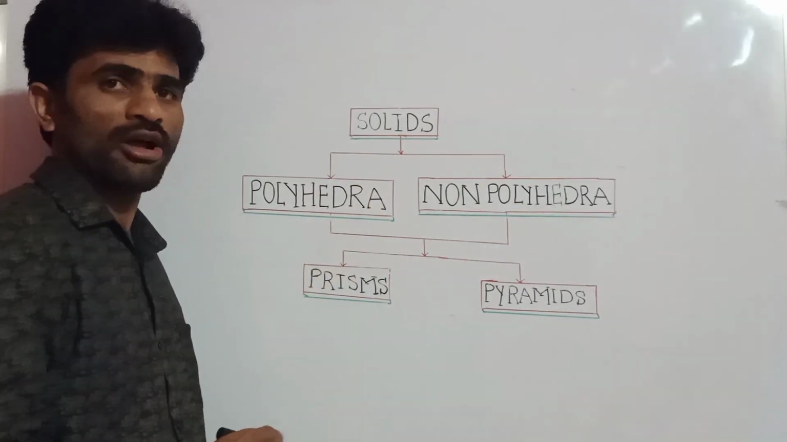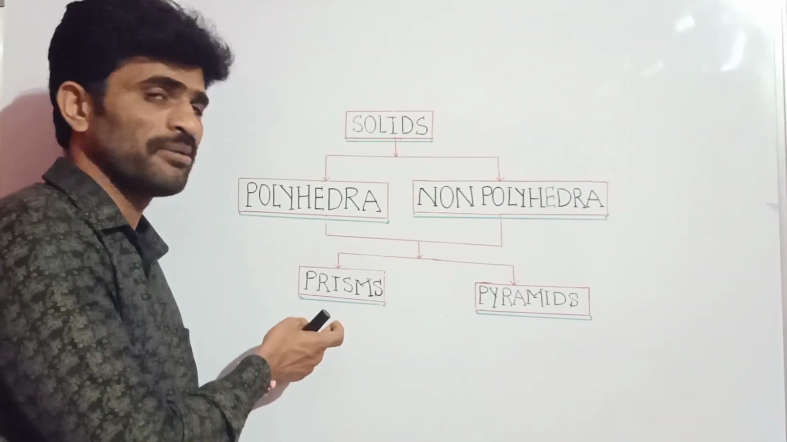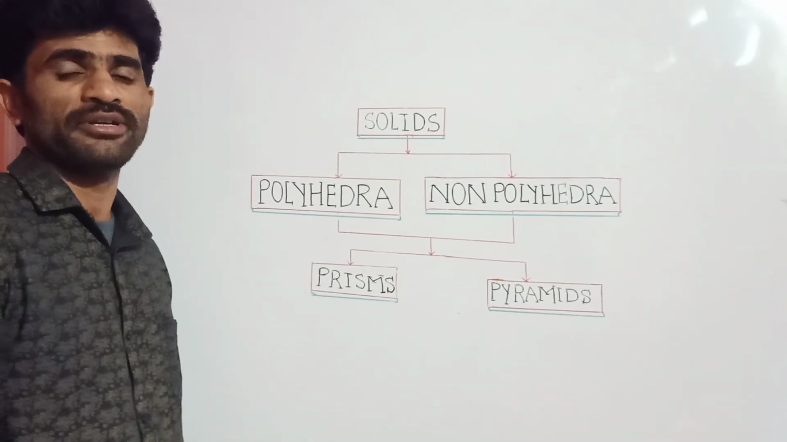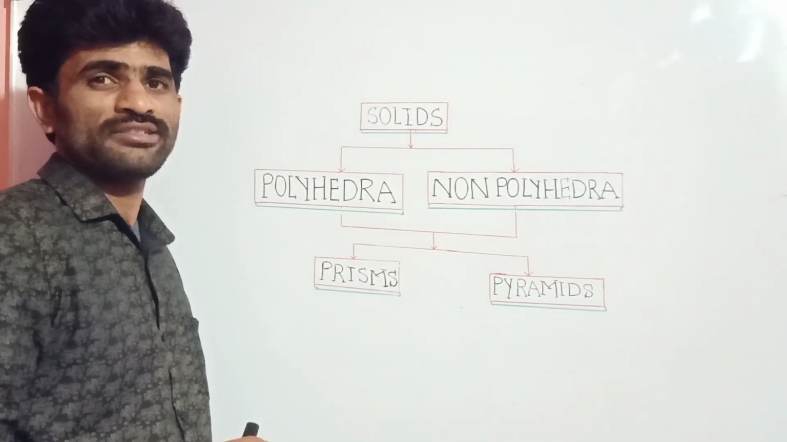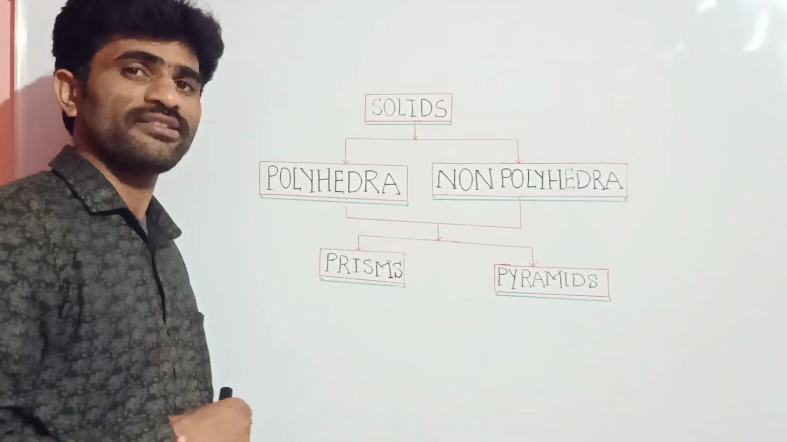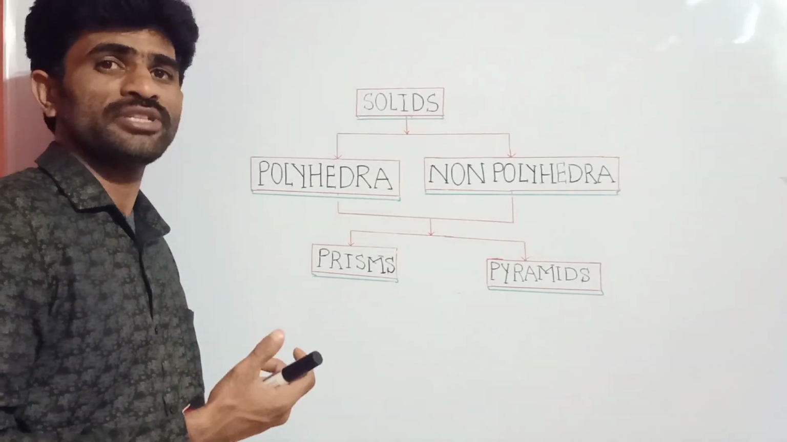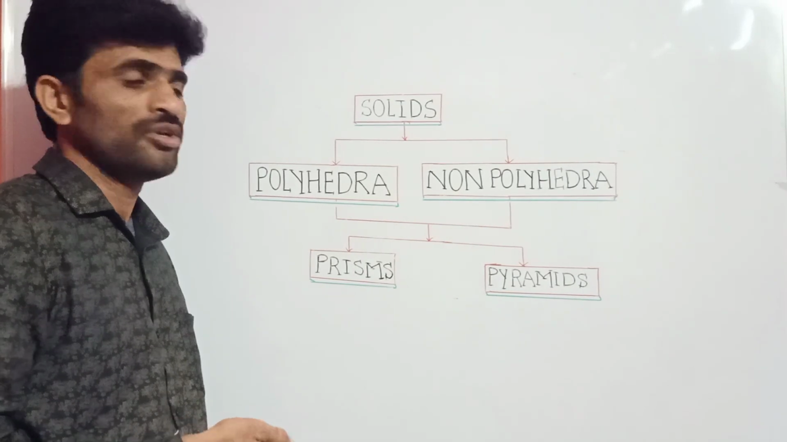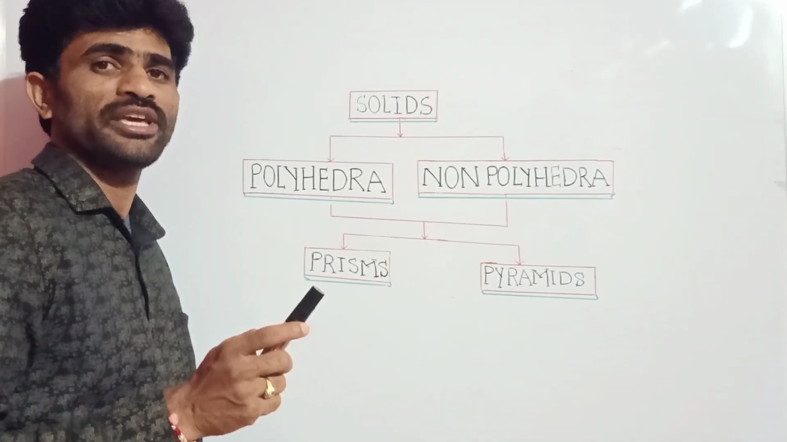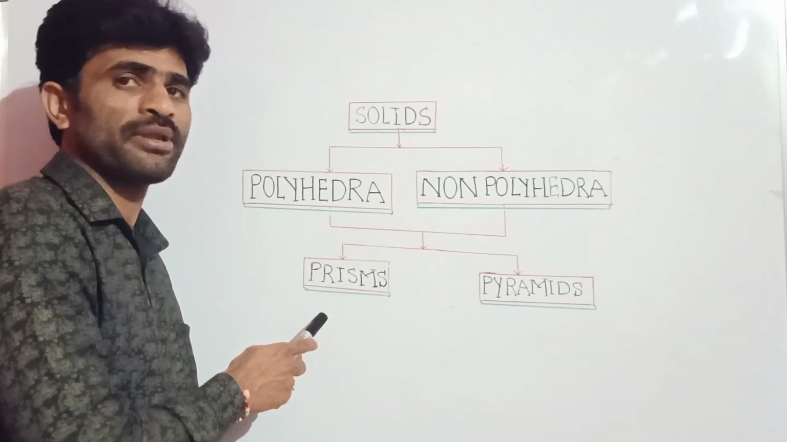Again, solids are also classified into another two types. They are prisms and pyramids. What are prisms? What are pyramids? Prisms are the solids in which top and bottom both are congruent surfaces. Congruent means what? Having the same shape and same size. So in all the prisms, top and bottom will have the same shape and same size. That type of solids will be called prisms.